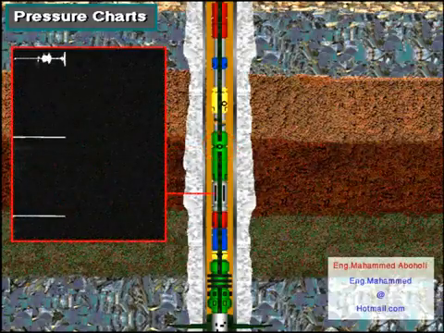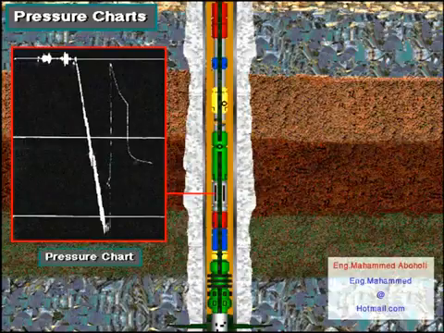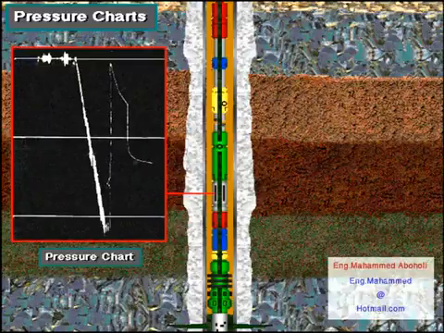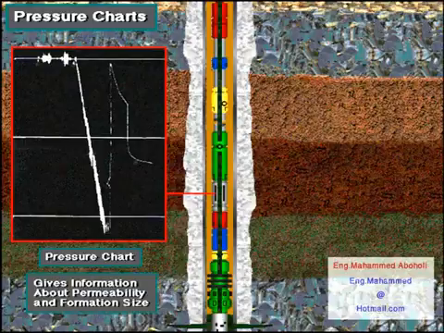With flow stopped, formation pressure builds up inside the tool. This pressure buildup is recorded on a pressure chart in the tool. Later, the well owner examines the chart on the surface. The record of the pressure buildup rate gives information about the permeability and size of the formation.